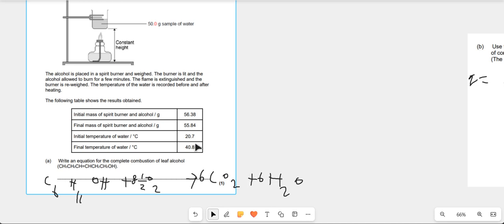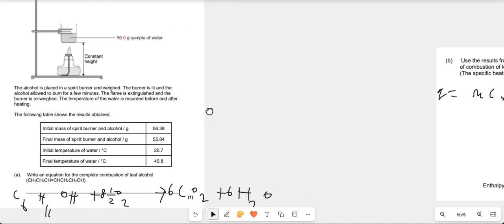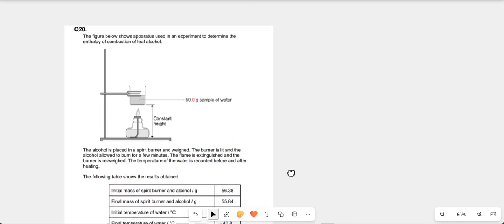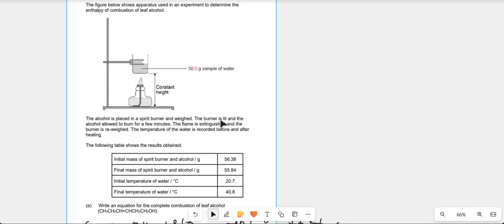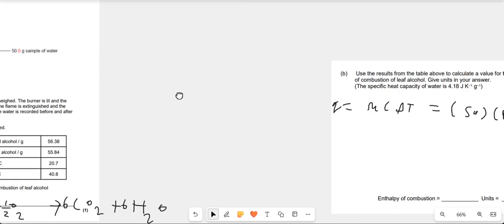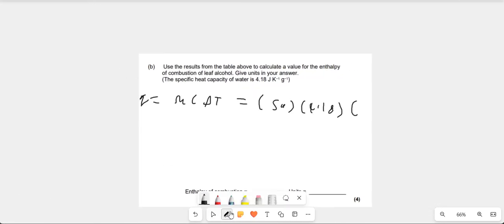Nice, yeah. So the initial temperature, mass, and final temperature, that's where I got all this from. The mass was 50 because that's the 50 grams of water. This is the actual mass I'm going to use to find the moles. Final temperature minus initial temperature gives the temperature change, which is 20.1. That's going to give me Q of 4201 joules.